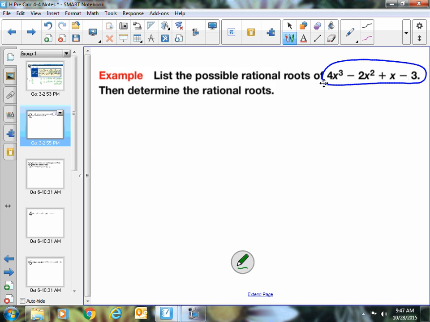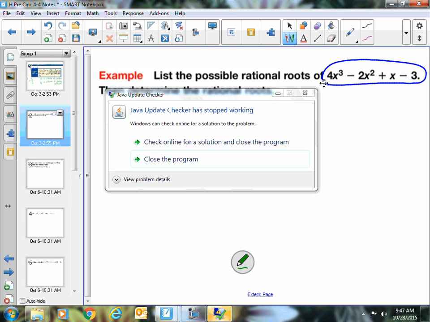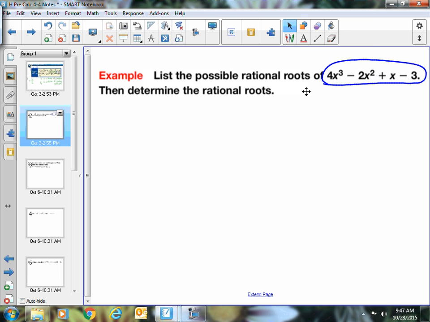This is a degree 3 polynomial, so we know there should be 3 roots. At least one of them has to be real. Oh, I don't need to check for that right now. Sorry about that. So at least one of them has to be real, but not necessarily all 3, but they could be, or it could be 1 real, 2 imaginary. If it's going to have rational roots, we know we have some numbers we could choose from.